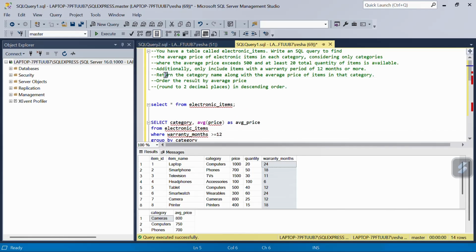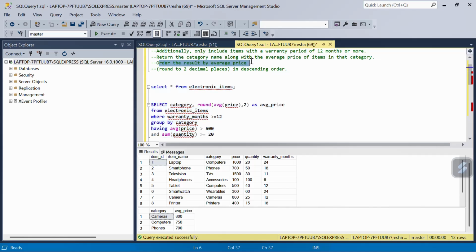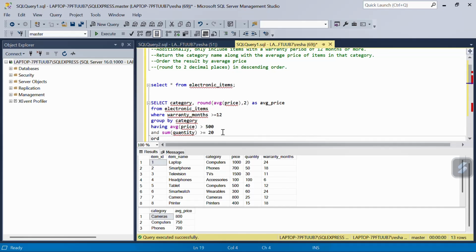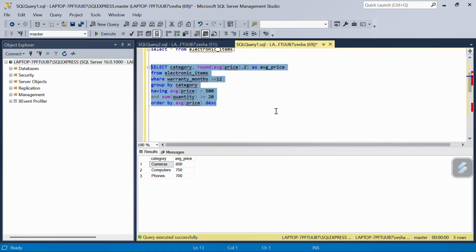Return the category name along with the average price of items in that category, average price rounded to two decimal places. Let me give ROUND around this, and comma 2 like this, and let me run this. Then order the result by average price in descending order. Now ORDER BY average price DESC. So this is our output. I hope it is clear now.